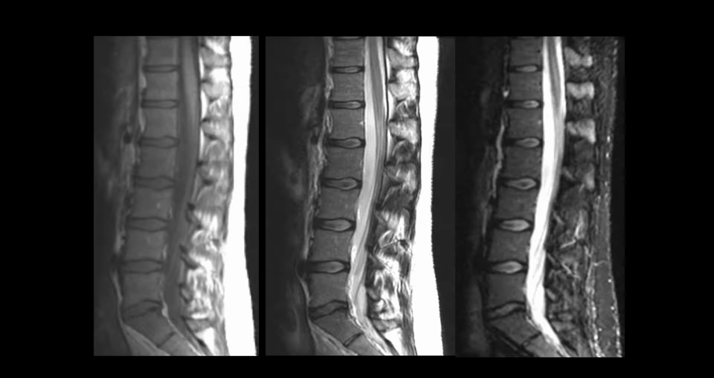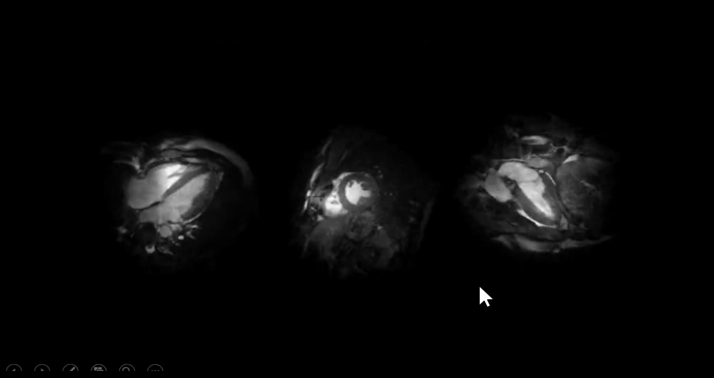So when we do these reports, we sometimes talk about things. We have something at this location, and it's dark on T1, and it's bright on T2, and it's bright on STIR, therefore I think it's fluid. So we can guess at pathology. So on CT, we talk about density, and on MR, we talk about intensity. So very different.